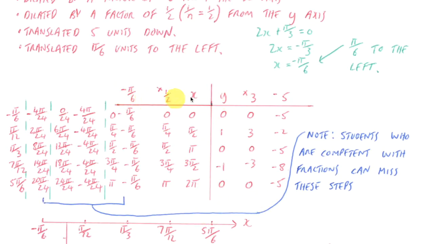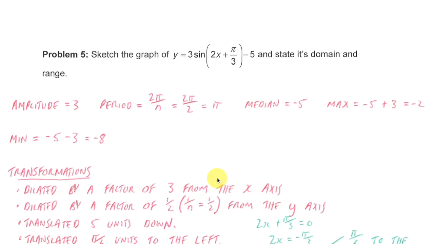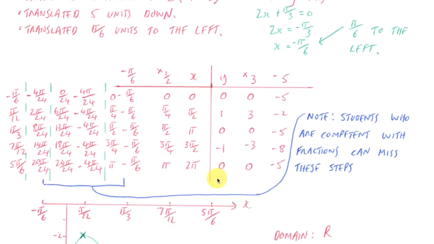So we begin by drawing up our grid. We've got the critical x and y values for a sine graph. Dilation factor of 3 running parallel with the y-axis or from the x-axis. A translation of 5 units down. Working with the x's now. Dilation factor of a half from the y-axis or parallel with the x-axis. A translation of pi on 6 units to the left, so we take away pi on 6.